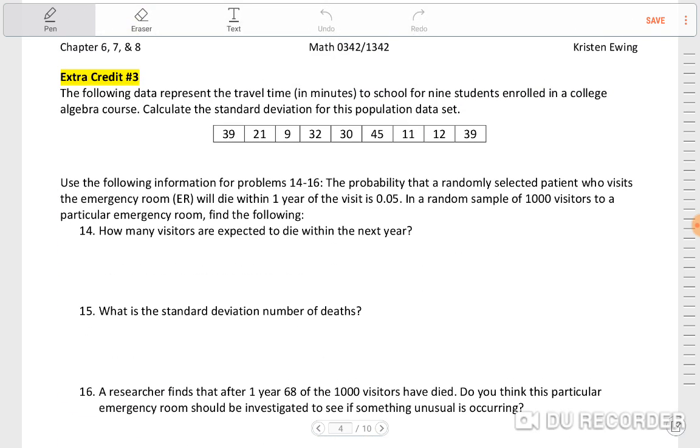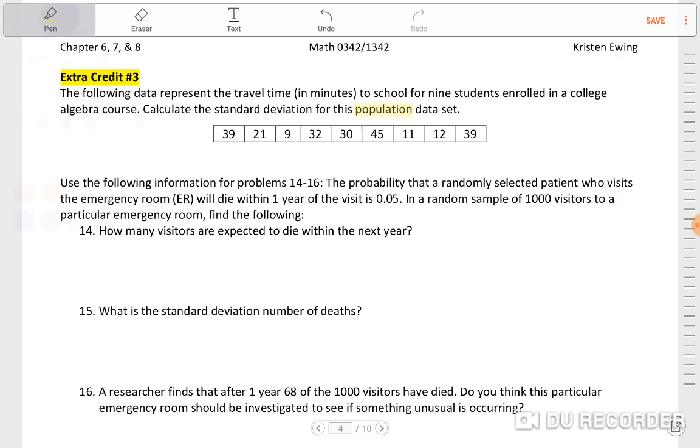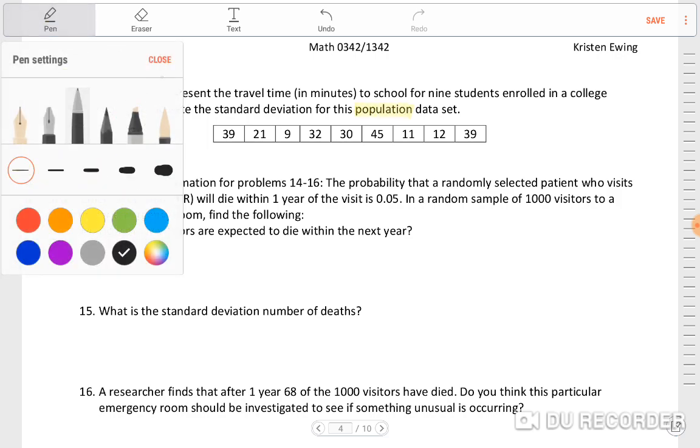Okay, here's your third extra credit question. The following data represent the travel time in minutes to school for 9 students enrolled in a college algebra course. Calculate the standard deviation for this population data set. Just a special note here, your key word is that this is a population. So make sure you do the proper notation. You look at the right thing on your calculator.